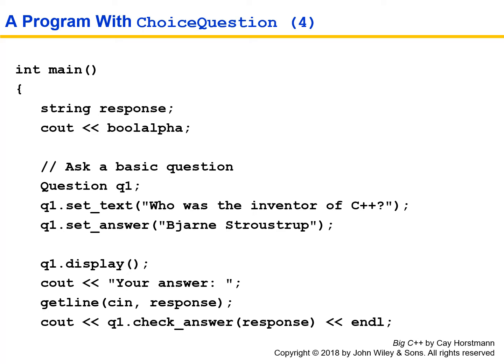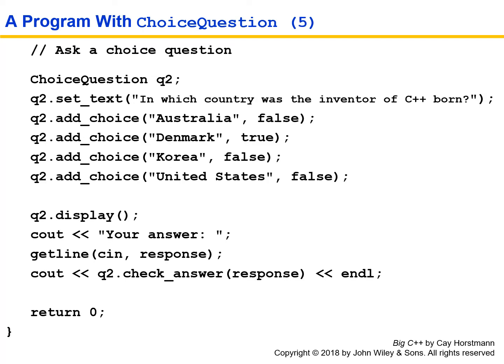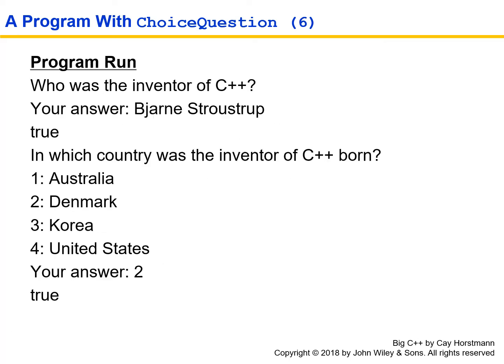We prompt for the answer, we get the response, we check the answer. Everything's great. We now have ChoiceQuestion Q2. We set the text, we add 4 answer choices, and we tell it that Denmark is the true answer to which country was Bjorn Storstrup born in. And then we call its display function. We get the person's answer, we check it, and the program is over.